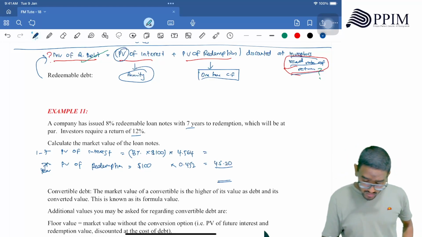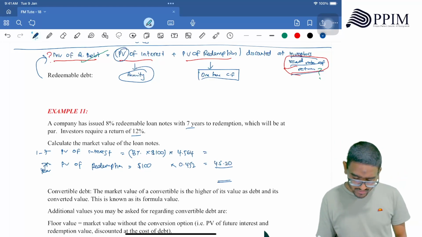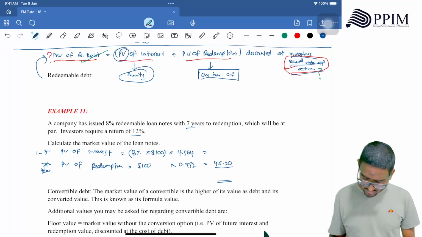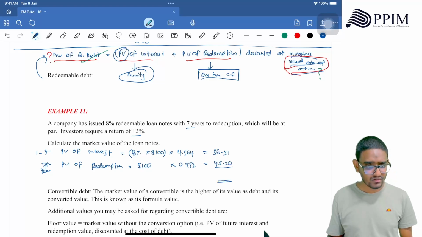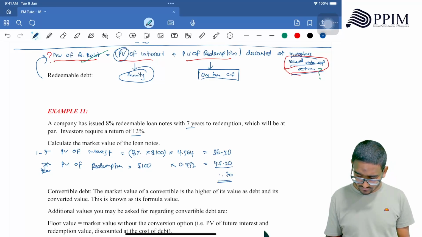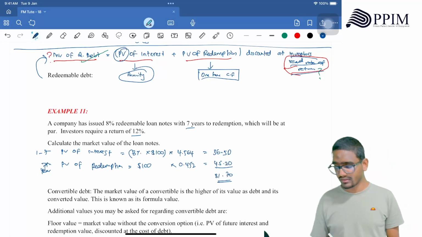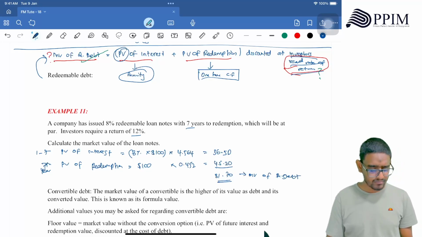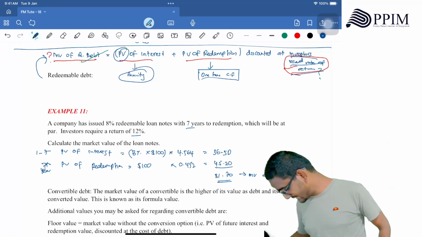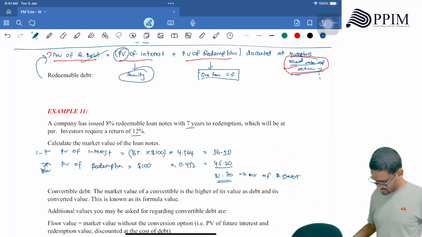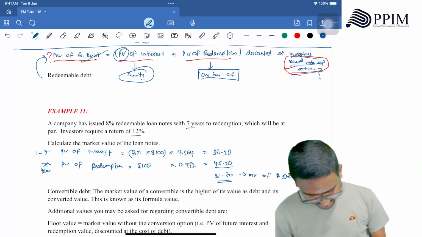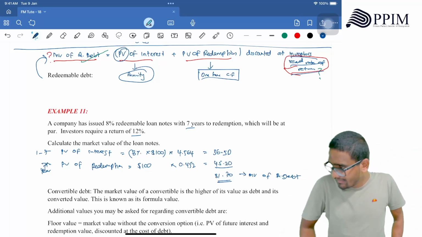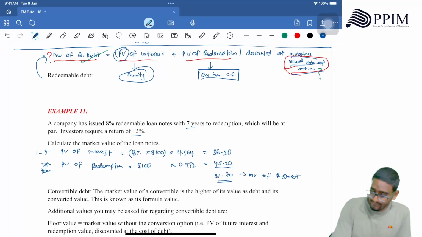Okay. Right. So 8% into 100 into 4.56. How much does it give you? 36.5. Okay. So add this up. So you get something like 81.7. So this here is your market value of redeemable debt. Now don't forget basics. That's the difficulty. So then I have to teach the whole syllabus once again. It's rather impossible.